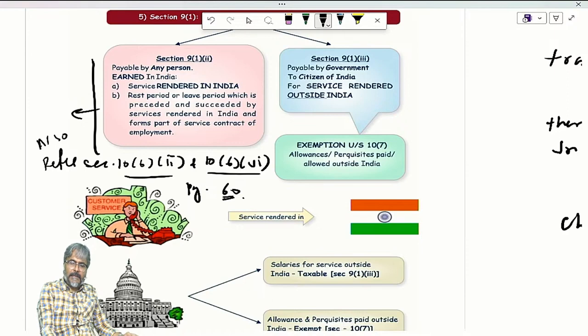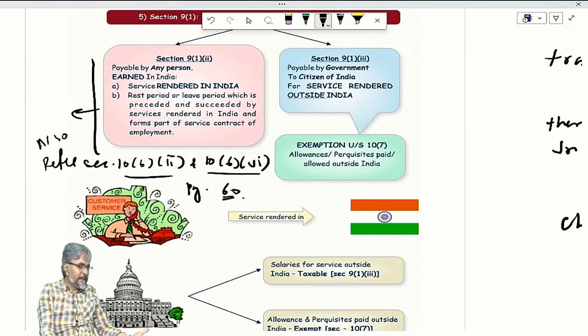9(1)(iii), you have seen that. If the government of India is paying the salary to a citizen of India who may have rendered a service outside India, it doesn't matter. Because who is the payer? Government of India. And if the government of India is the payer, then the salary income of that particular citizen of India who may have rendered the services outside India is always deemed to accrue or arise in India.